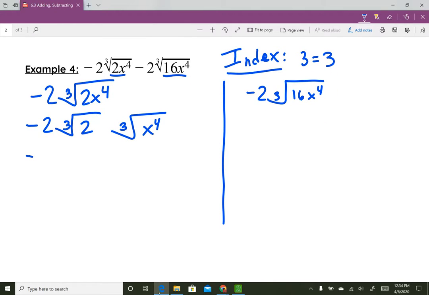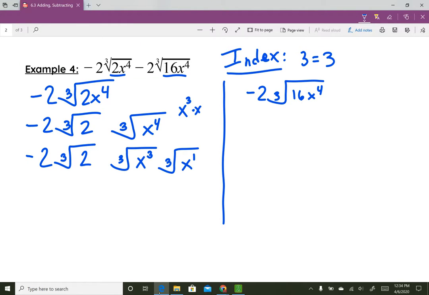Left side, negative 2. Can I take the cube root of 2? Can I simplify that anymore? I cannot. What about over here, though? I could take the cube root, and remember, I want to take this x to the fourth and make it into something where if I add 2 exponents, it'll get me back to 4. But one of them I want to be divisible by 3. What does that look like? Well, I'm going to do cube root of x to the third, cube root of x to the fourth, because what is x to the third times x to the first? That's just x to the fourth.